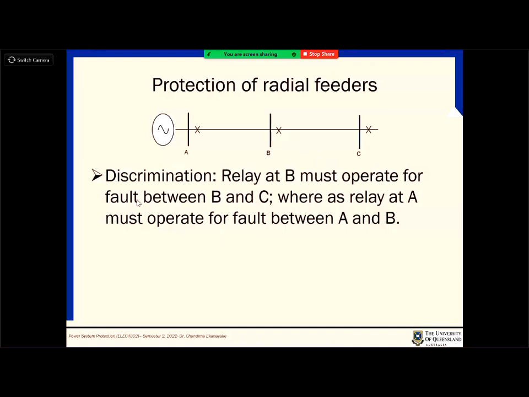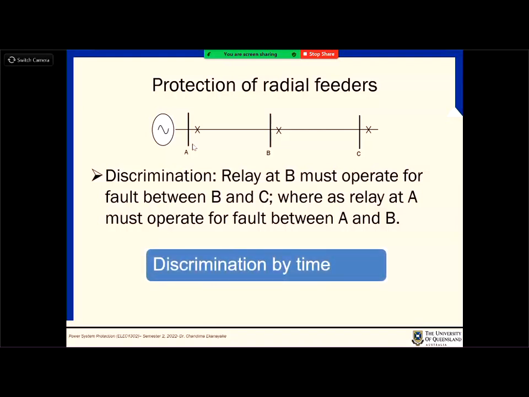What discrimination means is that the relay at bus bar B must operate for a fault between B and C. Relay A must operate for faults between A and B, not between B and C, right? So how do we discriminate those conditions? How does relay A identify whether the fault is in front of B or before that? That is what is called discrimination.